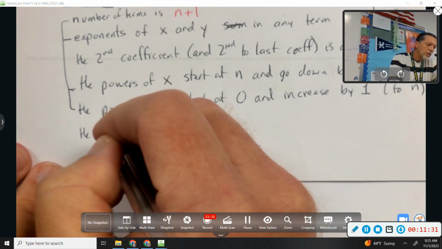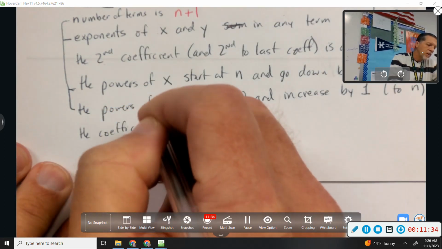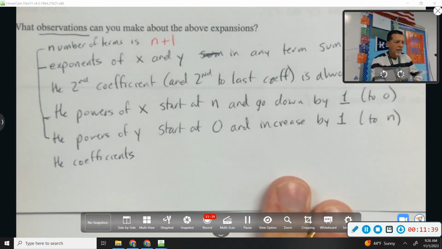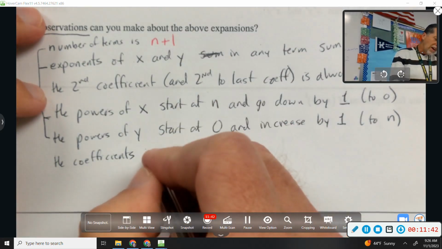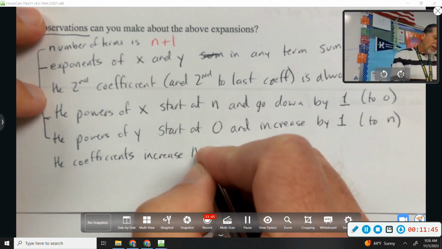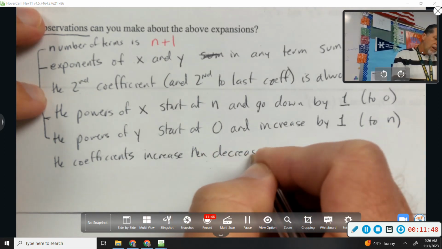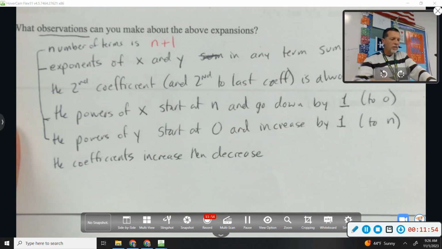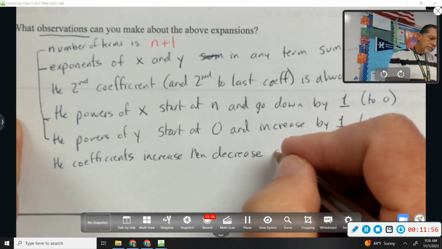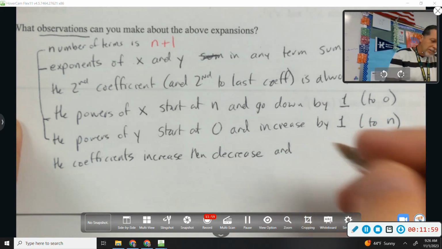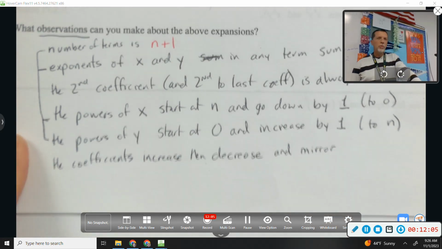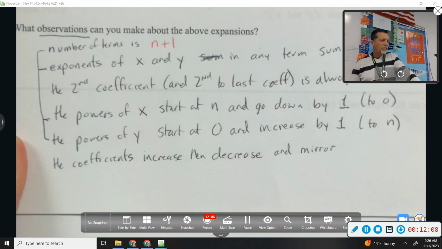The coefficients. How should we say that? Mirror. We could say mirror. I'm going to add to that increase, then decrease. The biggest term is in the middle, and the smallest terms are at the end. So they increase, then decrease. I'll just say mirror. Reflect, symmetric. All of those words kind of mean the same thing. 1, 5, 10, 10, 5, 1. 1, 4, 6, 4, 1. 1, 3, 3, 1.